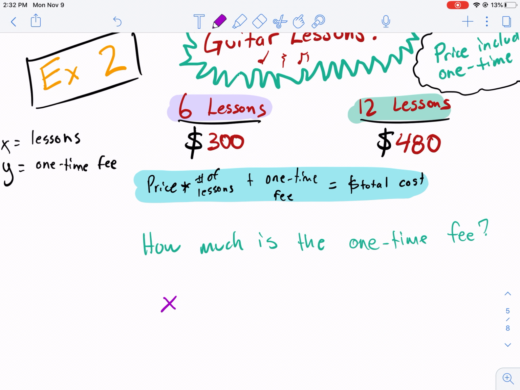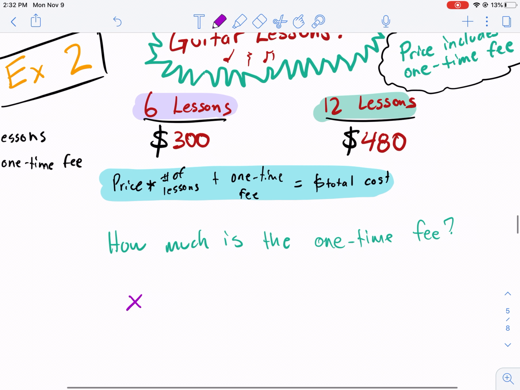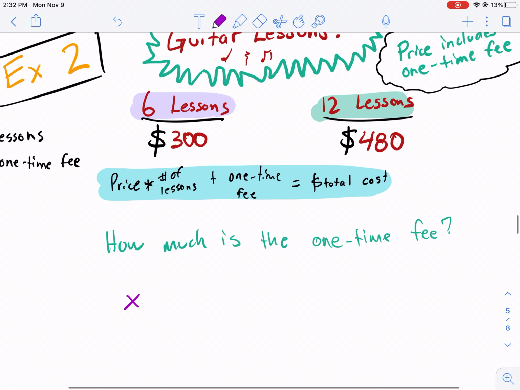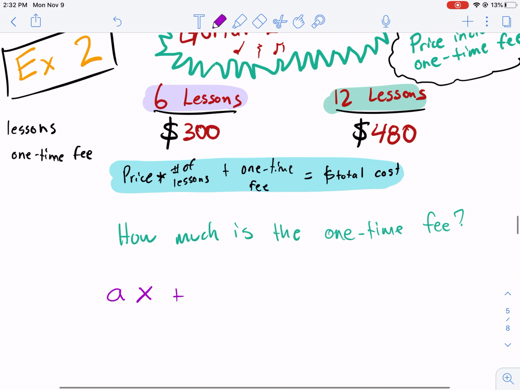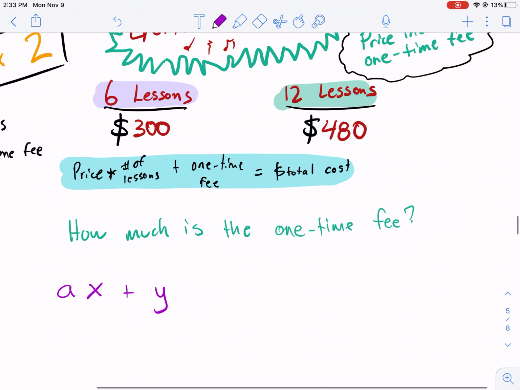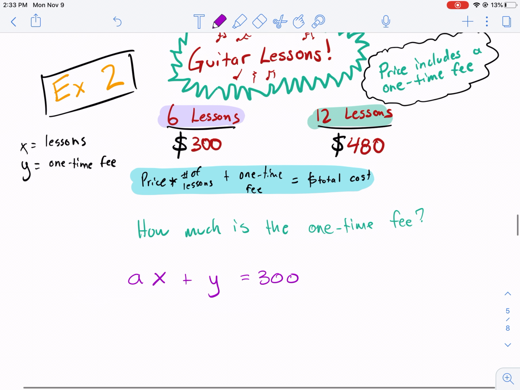But the price, we don't know. We know that the total cost is 300. So we're going to have some sort of price. I'm going to put A, because we don't know the price, plus the one-time fee, which we don't know. We're going to call that Y, equals 300. Okay, so that's the first step.